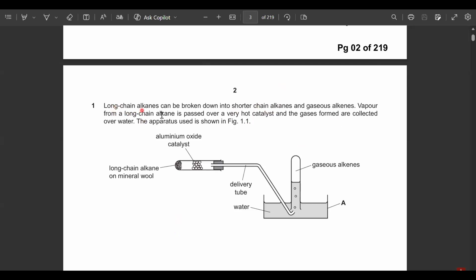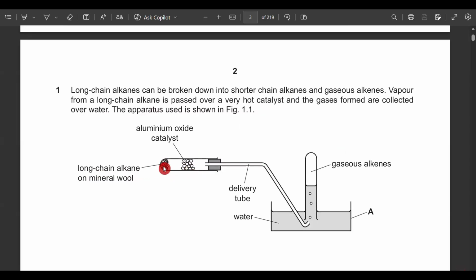Vapor from a long chain alkane is passed over a very hot catalyst, and the gases formed are collected over the water. The apparatus used is shown. So we have this complete setup, and we have to understand what is happening here. The long chain alkane on mineral wool is placed in this test tube over here, and then this is the aluminum oxide catalyst, a delivery tube, and this goes into this trough containing the water. Consider the trough as a water bath. This is a water bath.